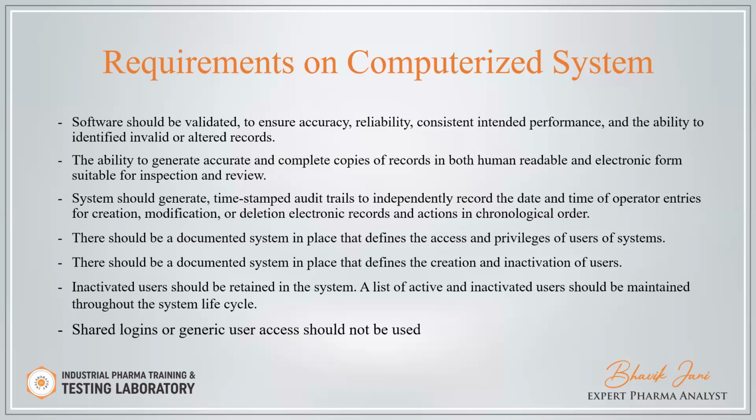There should be a documented system in place that defines the access and privileges of the system users. Access rights should be there. Then there should be a documented system in place to define the creation and inactivation of users. Inactivated users should be retained in the system. A list of active and inactive users should be maintained throughout the system life cycle, and all records of user creation or modification should be available.